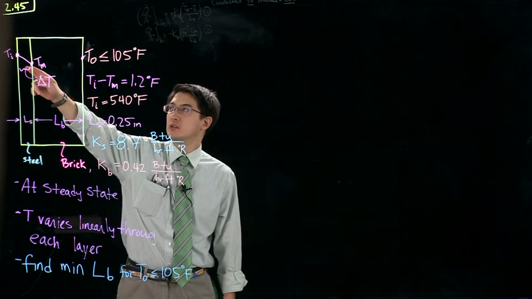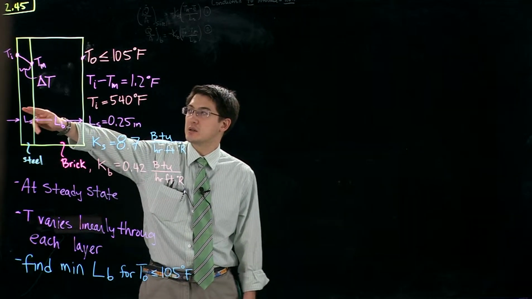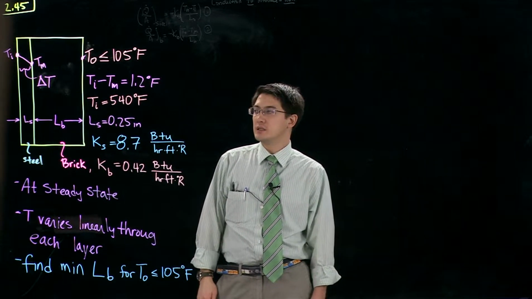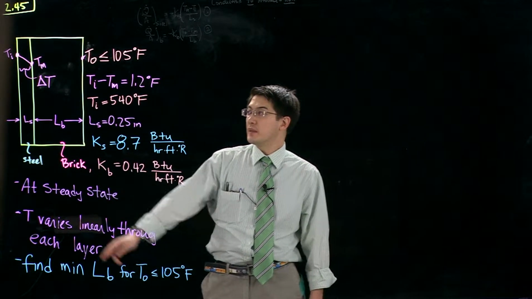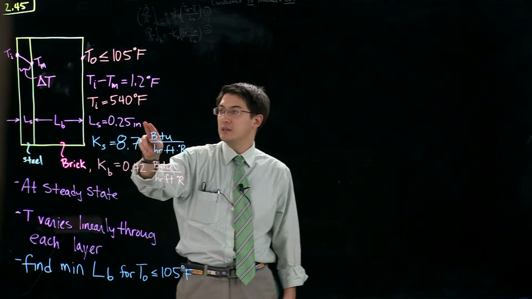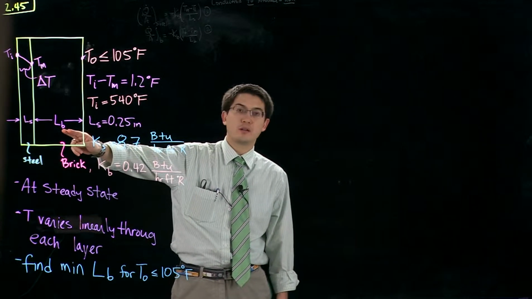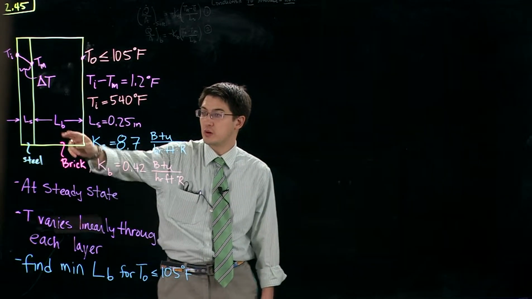We know that linearly, we drop in temperature throughout each part of the wall, the steel plate and the brick wall. We know that we are in steady state. We know that the steel plate is a 1/4 inch thick. We do not know, and we want to find the thickness of the brick wall. That's what we're looking for.